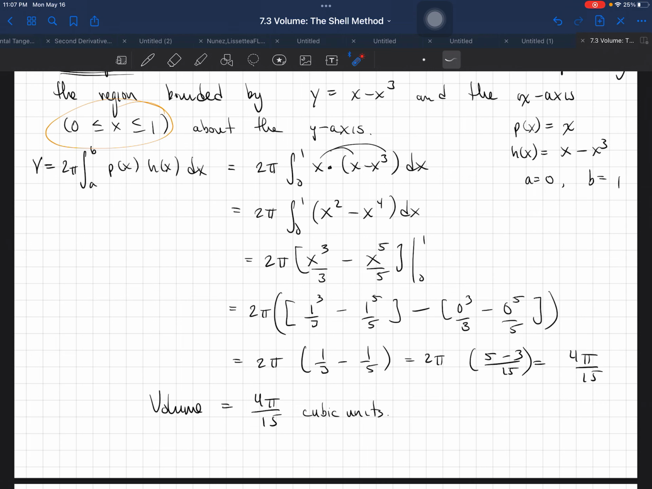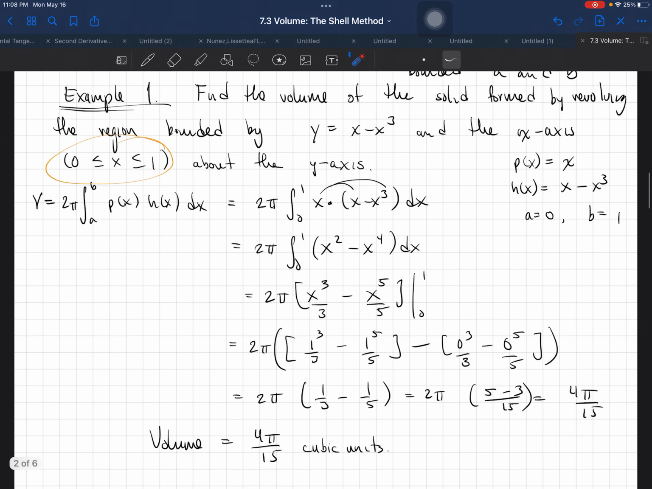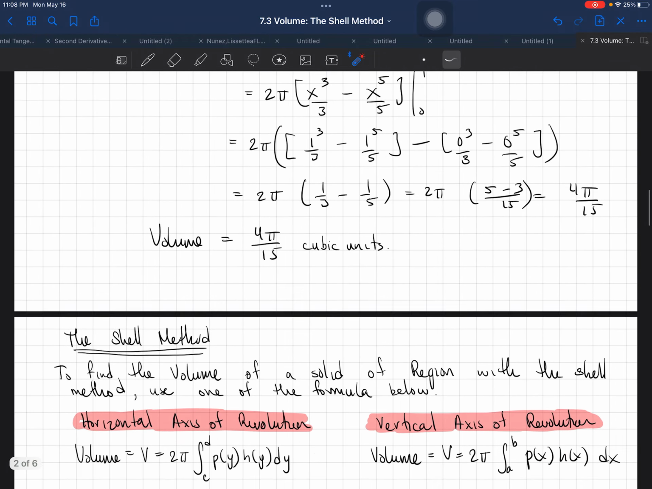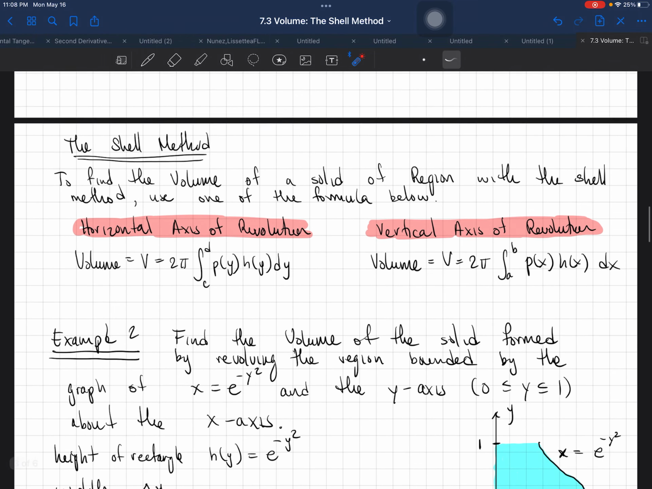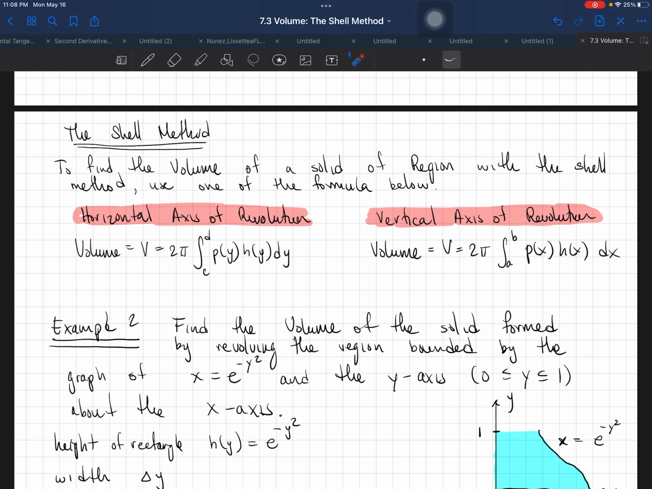That's the formula. Of course, we have to consider different types of rotations. If you guys notice, this was a rotation on the y-axis. We can also have rotations on the x-axis, as we did in the other section, right? So let's formalize this, right? The shell method. So to find the volume of a solid of region with the shell method, use one of the formulas below. So one of them is whenever we have a horizontal axis of rotation.